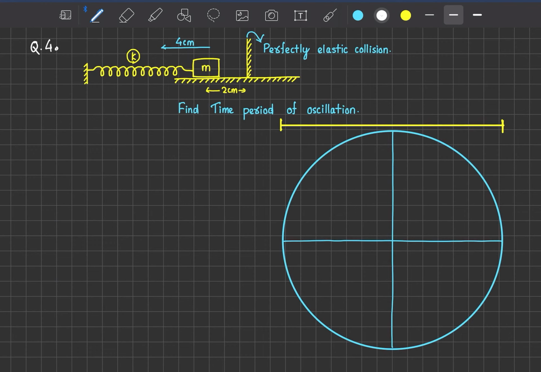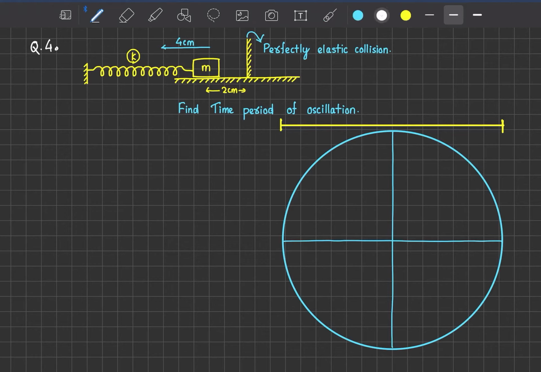Now let's go to the fourth one. In the fourth one, the question says that let's say this is a setup of SHM. Here the spring mass system is compressed by 4 cm and released. In this case, it is asking us to find the time period of oscillation.